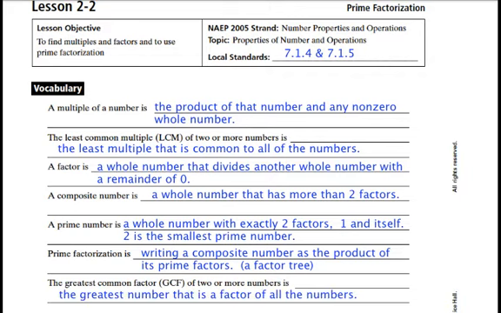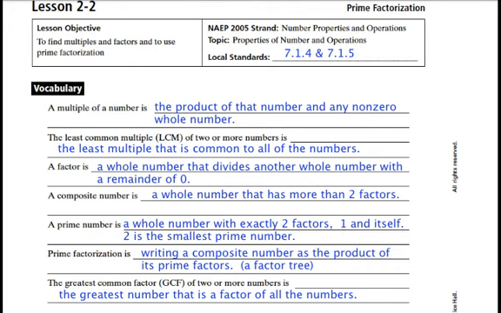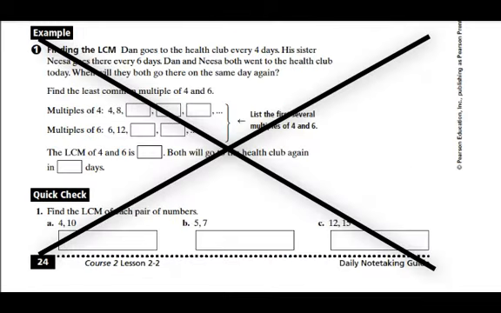The greatest common factor of two or more numbers is the greatest number that is a factor of all the numbers. In other words, what's the biggest number that goes into all of them? Pause the video at this time if you need more time to copy down the notes. We're skipping least common multiple in our notes. We're only going to work on prime factorization tonight.